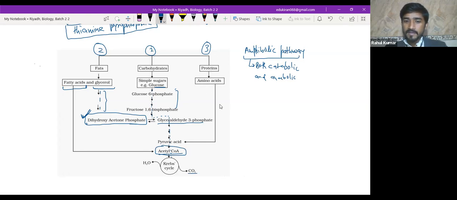An amino acid can enter the pathway by converting into pyruvic acid. Then pyruvic acid will convert into acetyl-CoA, and this part is common, correct? So there are three major steps. One is dihydroxyacetone phosphate, where glycerol can enter, through which fats can get metabolized. The second is pyruvic acid, at which amino acids can enter. Third is acetyl coenzyme A, at which fatty acids can enter. Is it clear?